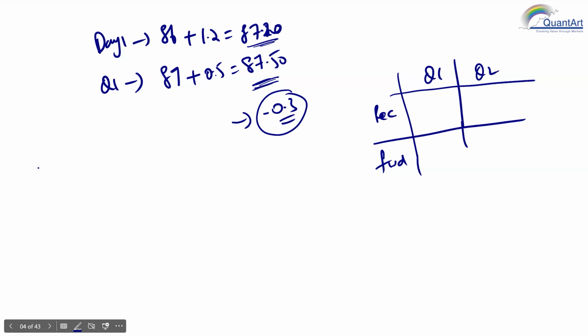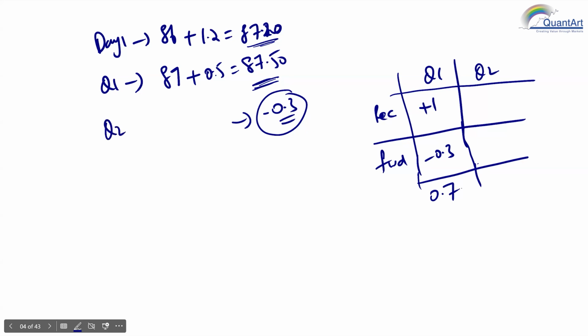Receivable, the spot change happened 86 to 87, so 1 rupee positive because the receivable is now getting revalued at a better rate. So plus 1. The forward MTM is minus 0.3. So the difference in the P&L for that quarter, you will take it as 0.7.